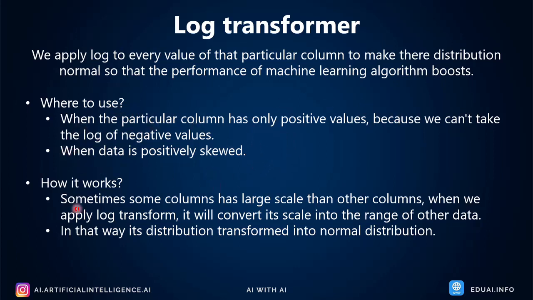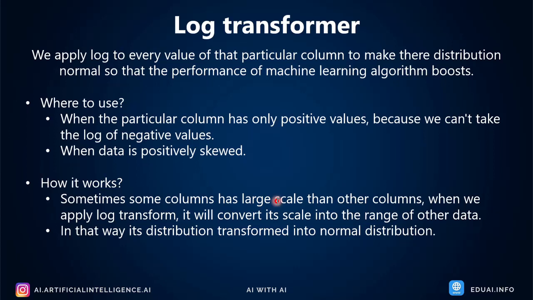And how does it work? Sometimes you see that a column has a larger scale than other columns. You may see there is a huge difference between the scale of different columns, right? For example, in one column, let's say I have the age of a person, which is in numbers, let's say 25, 26, 30. These are positive numbers. And the other column shows the weight of the person.